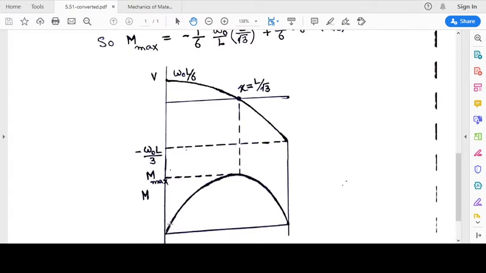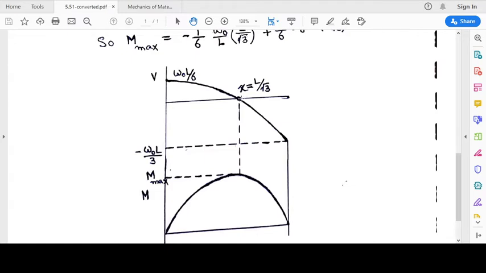So it will start from 0 value. It will start with a positive slope, which will keep decreasing, and at this point the slope will become equal to 0, and then after this it will start to decrease because now we have negative area for the shear force curve. So it will end up at 0.